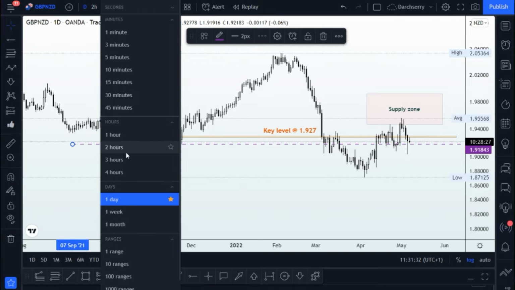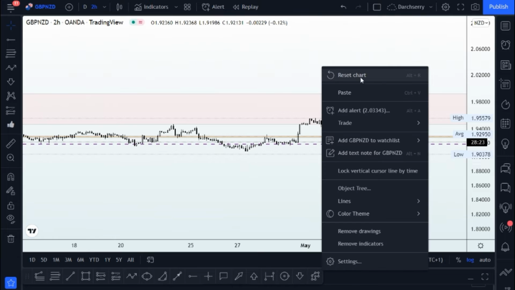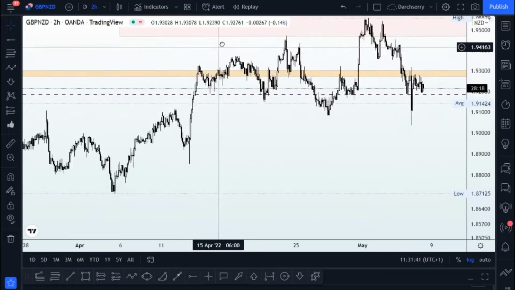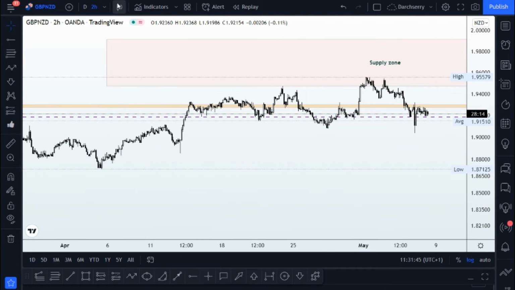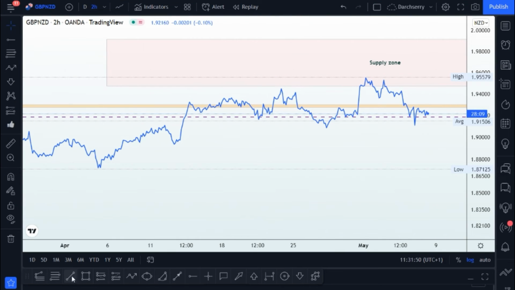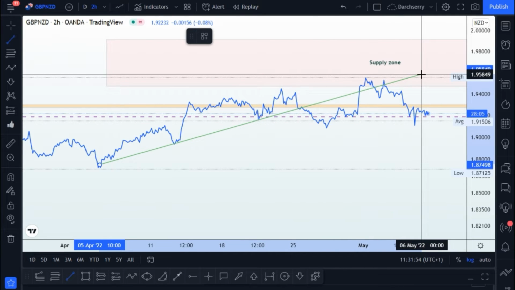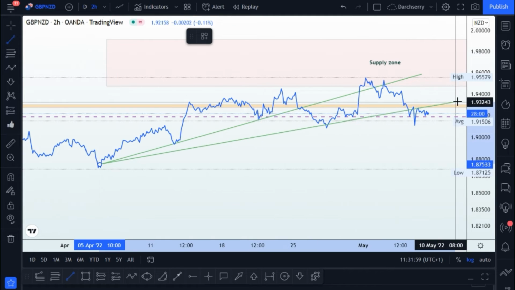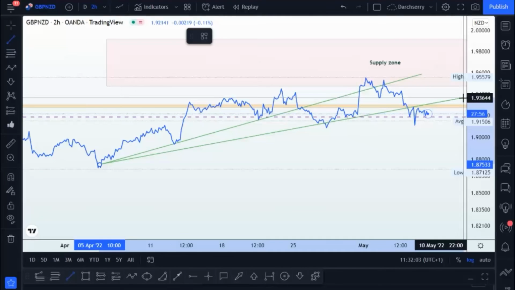So if we scale down to a much lower time frame, let's say the 2-hour time frame, we can see what's happening here. The first thing we'll notice is that we have a bullish trend line. If I bring out my line chart, we can see that there is a bullish trend line at this point, which was broken. Then we can even extend this bullish trend line to something like this. Sorry, I think this is better.